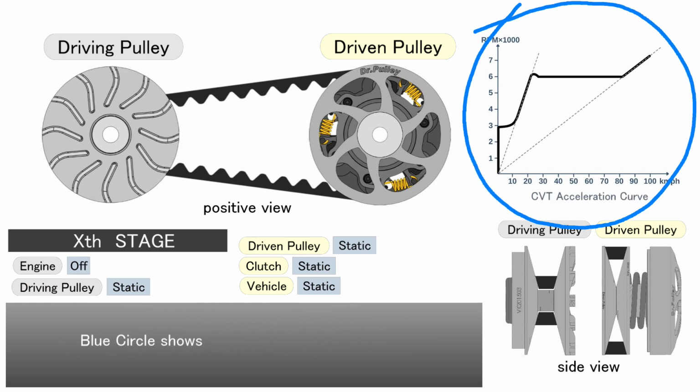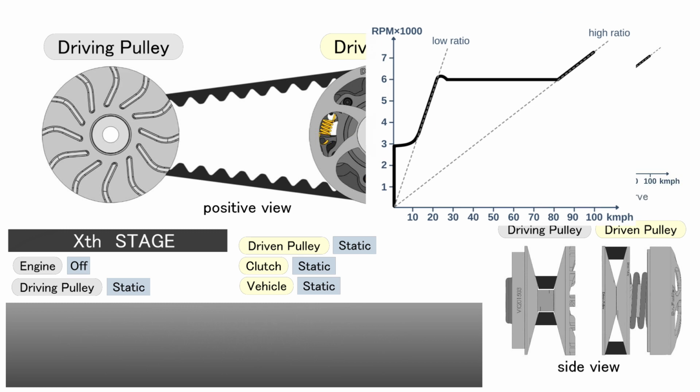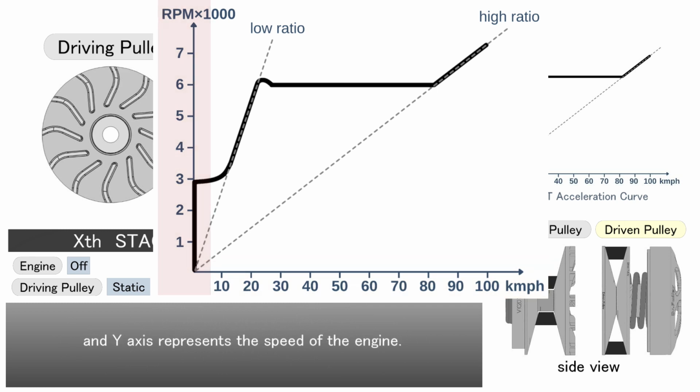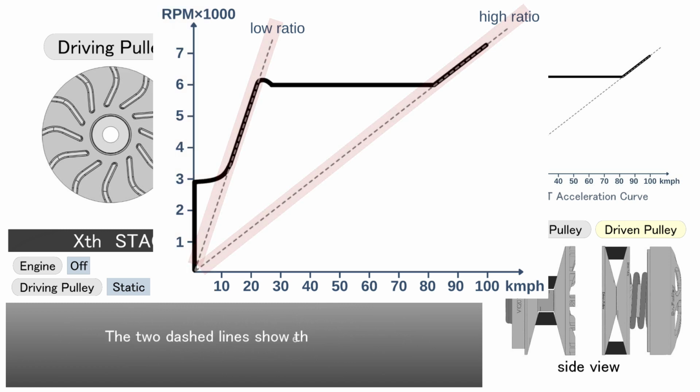The blue circle shows the CVT full acceleration curve, where the X-axis represents the speed of the vehicle and the Y-axis represents the speed of the engine. The two dashed lines show the low ratio and high ratio, respectively.